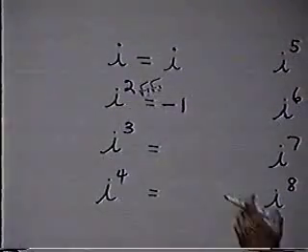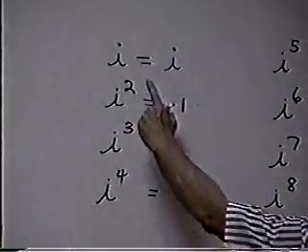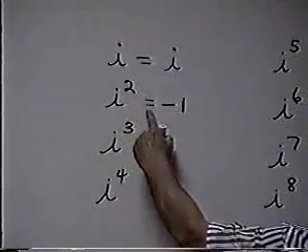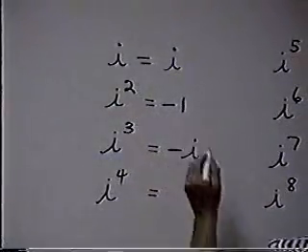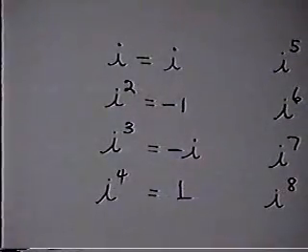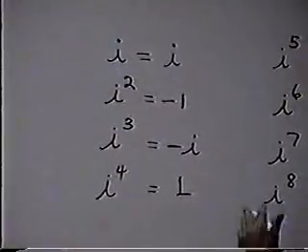That's a reasoning process. I just want you to know this: i is equal to i. i squared is equal to minus 1. i cubed is equal to minus i. And i to the fourth is equal to plus 1. Memorize those four. Now I want to show you some reasoning behind them, but still just memorize.